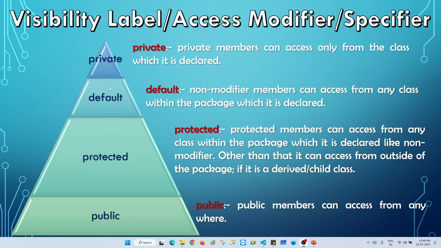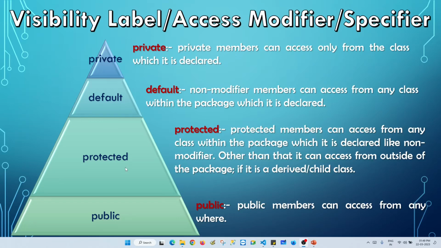Only the class members, so it can be a method, variable or class itself. Class itself means an inner class or an outer class. Both sides you can use these visibility labels. Now if you are not specifying any visibility label for a class member, then this will be considered as default. That time we can access that member within the same package or the same folder, even from different files we can access those variables or methods.